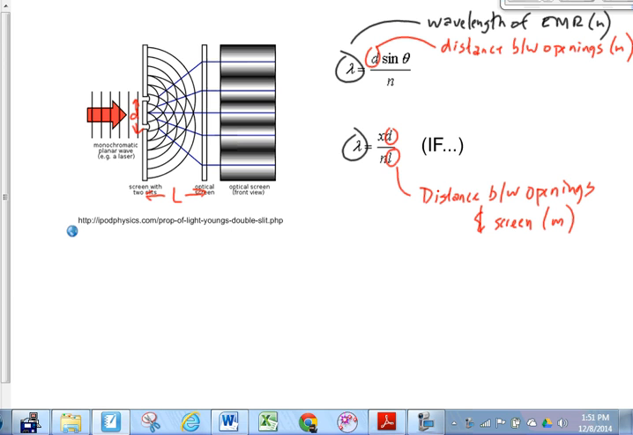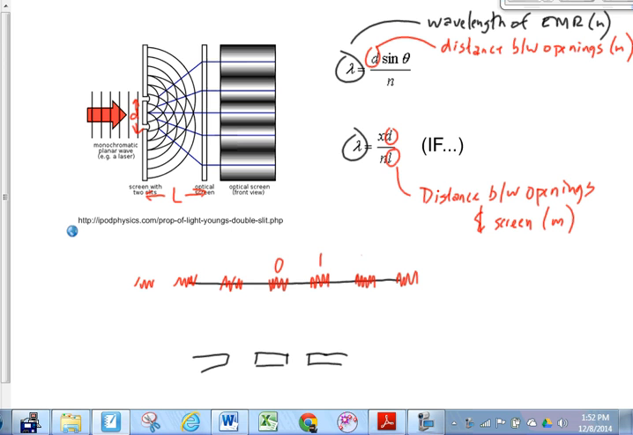Now it starts getting a little bit tougher. I'm going to redraw this diagram so that I can show you what I want to show you a little bit easier. There's my two openings. There's my screen on the other side of it. Here's my bright spot, dark spot, dark spot, and so on. This is my zero, or my central bright spot, central maximum. First order maximum, second order maximum, third, first, second, third order maximum.